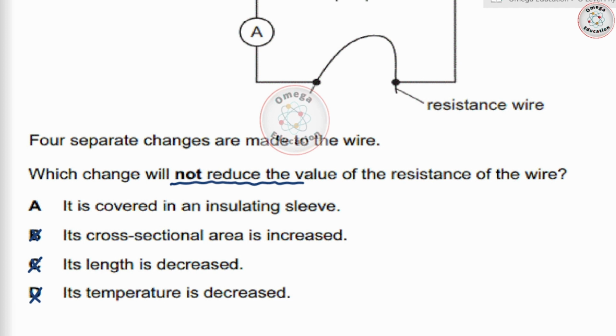A, it is covered in an insulating sleeve. Now this is the right answer. You can do it by the process of elimination as well. If you cover that in an insulating sleeve, that is not going to change the resistance of the wire itself, because you have not changed the dimensions. We didn't study any factor in which resistance is affected by the insulating sleeve.